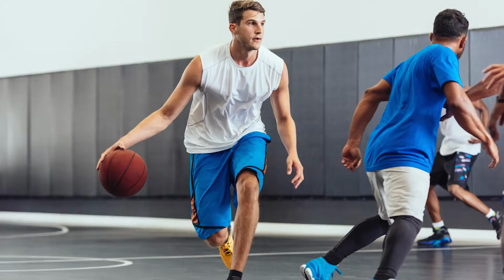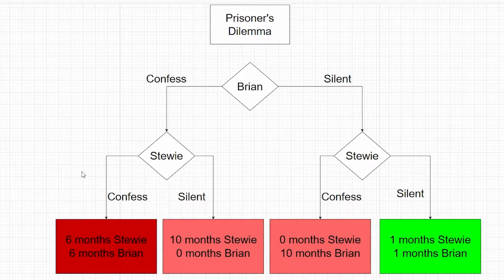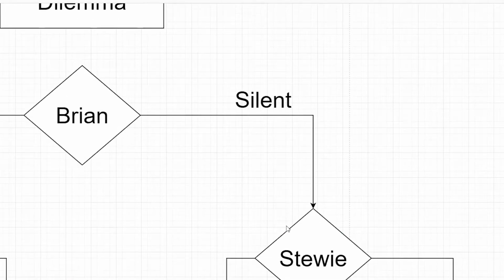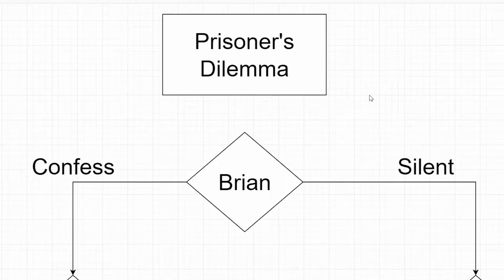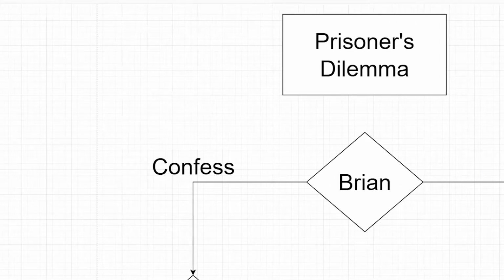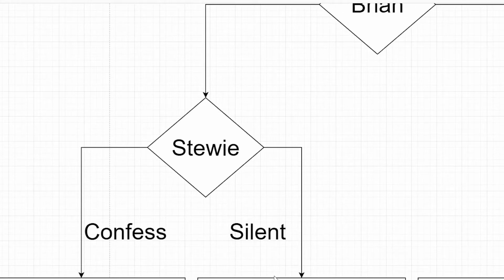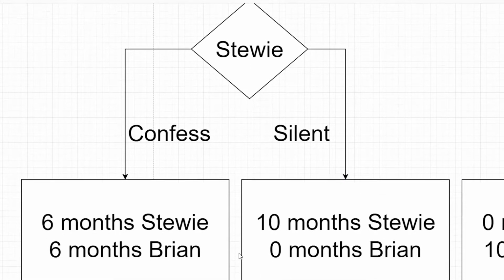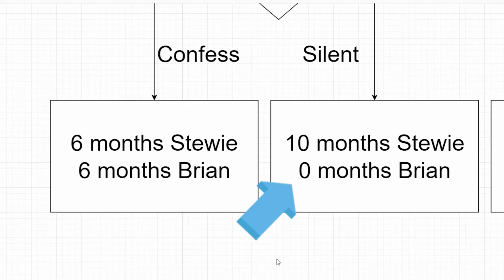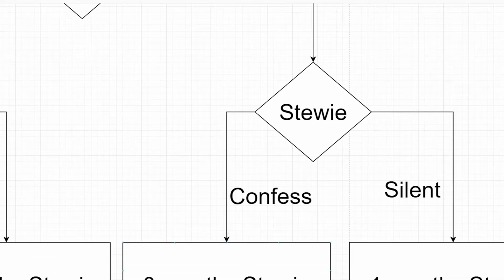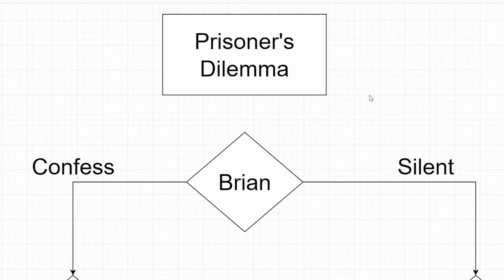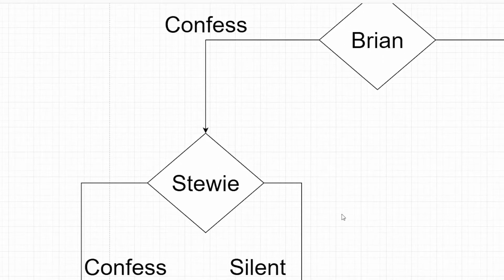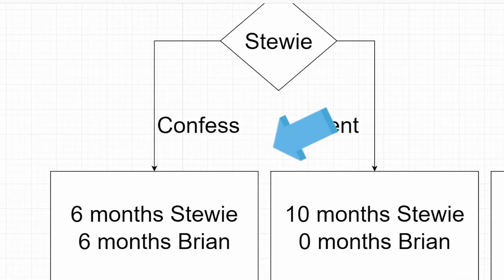Here's where the game begins. They have four outcomes. If neither of them confesses to the crime, they will only spend 1 month in jail. If Brian confesses to the crime and Stewie doesn't, Brian will spend no time in jail, but Stewie will be there for 10 months. The inverted outcome happens if Stewie confesses, but Brian doesn't: 10 months for Brian and 0 for Stewie. If they both confess, each will be in prison for 6 months.